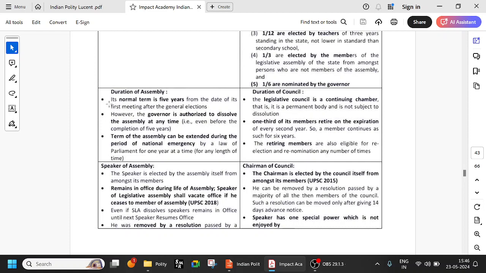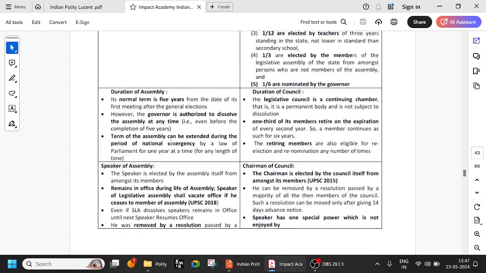Okay, normal term is 5 years, but if a statement comes that there is no fixed term for the assembly, you can say that is also correct statement, because it is only as long as there is a pleasure of the governor. Okay, if there is no majority or if a no confidence motion is passed, then the government will fall. So there is as such no fixed term. The normal term is 5 years. So however, the governor is authorized to dissolve the assembly at any time, that is even before the completion of 5 years, and this has been happening quite frequently.